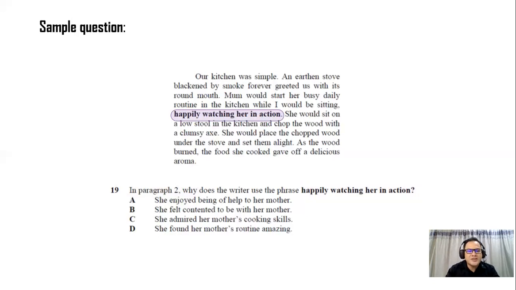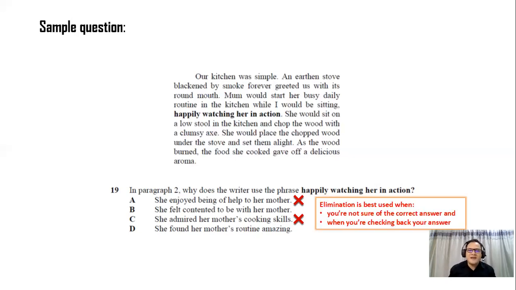Now let's look at the options. A, she enjoyed being of help to her mother. B, she felt contented with her mother. C, she admired her mother's cooking skill. And D, she found her mother's routine amazing. We can eliminate option A because the writer didn't help her mother in the paragraph. And then we can eliminate option C because there's no mention of her admiring her mother's cooking skill there.